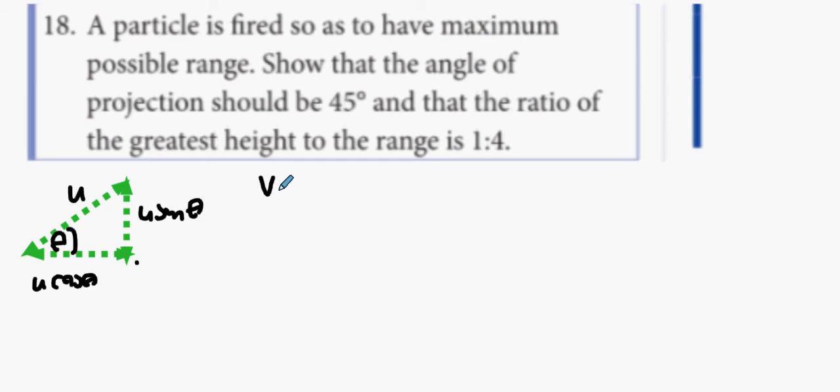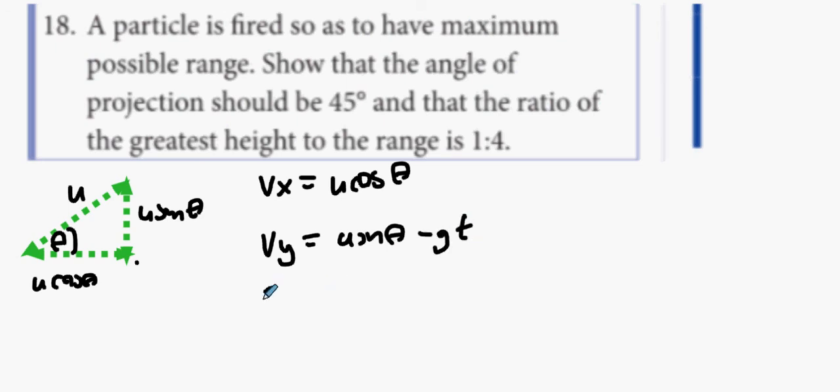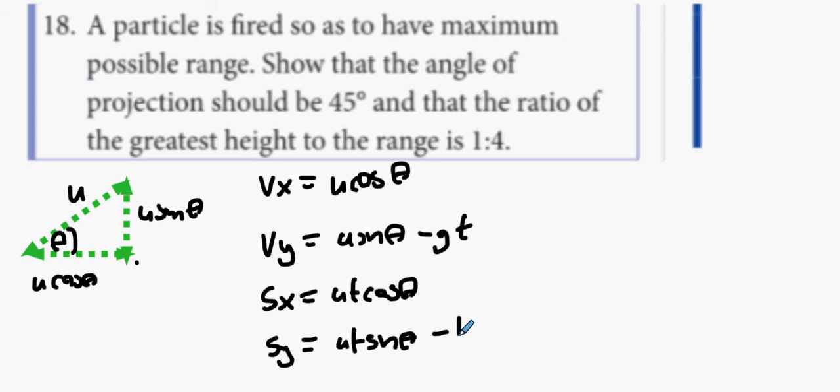You know, Vx equals, yeah, I remember this now, right? So you're going to get Vx equals u cos theta, no bother. Vy equals u sine theta minus gt. Sx equals ut cos theta. And finally, Sy equals ut sine theta minus a half gt squared, okay?